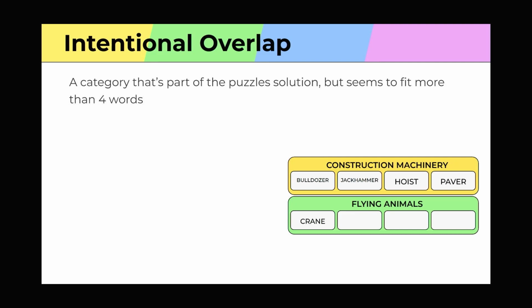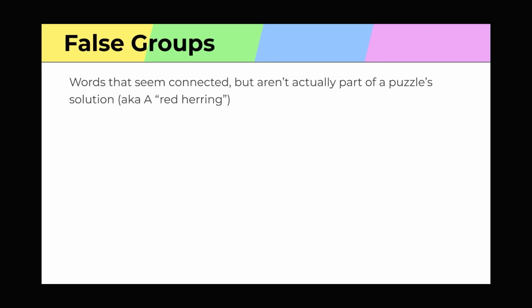The puzzle creator has overlapped a double meaning of one of these words. We also have false groups. This is when you have words that seem connected, but they aren't actually part of a puzzle solution. Some people call this a red herring group.